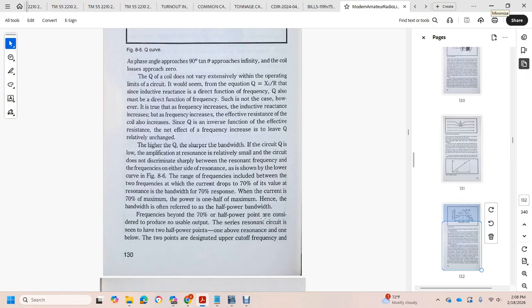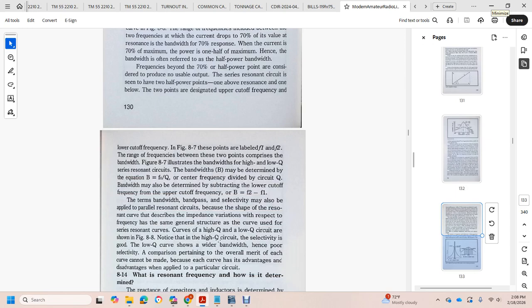Series resonant circuits are seen to have two half-power points, one above the resonant frequency and one below. These two points are designated the upper cutoff frequency and the lower cutoff frequency. In figure 8-7, these points are labeled F1 and F2, with the range of frequencies between the two points comprising the bandwidth. Figure 8-7 illustrates the bandwidth as a function of high, low, and Q. For a series resonant circuit, the bandwidth may be determined by the equation: bandwidth equals the center frequency F0 divided by the circuit Q. The bandwidth may also be determined by subtracting the lower cutoff frequency from the upper cutoff frequency: bandwidth equals F2 minus F1.